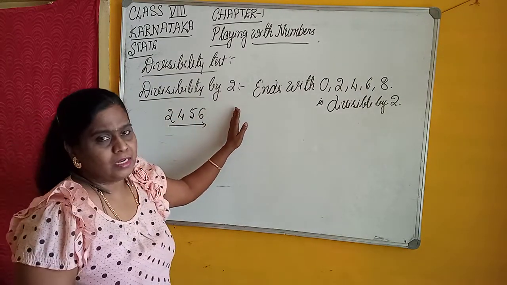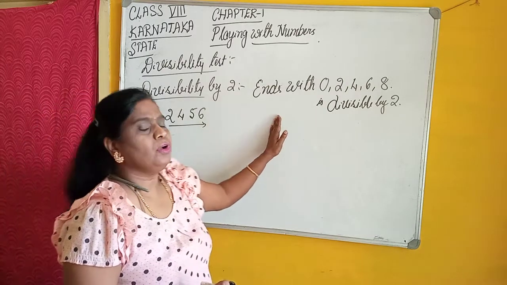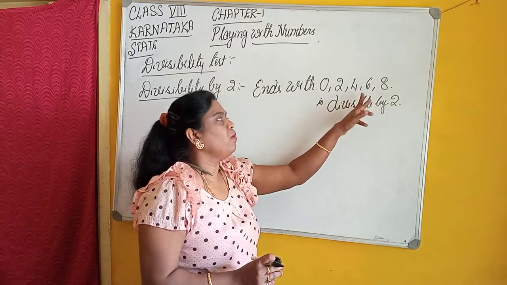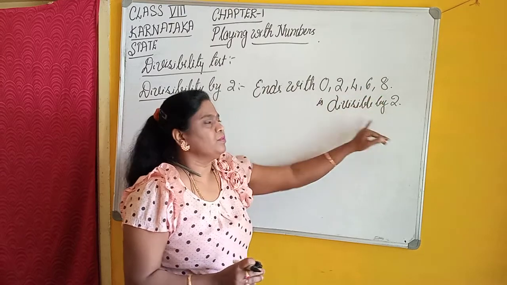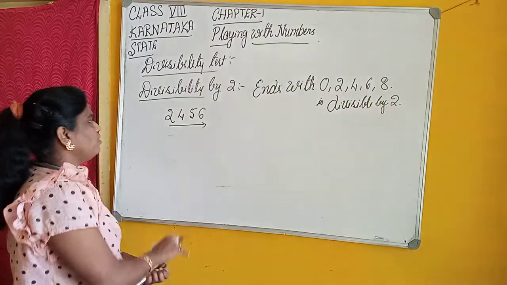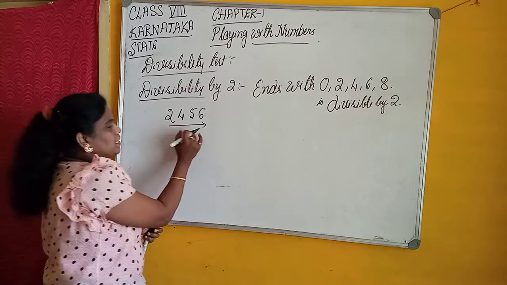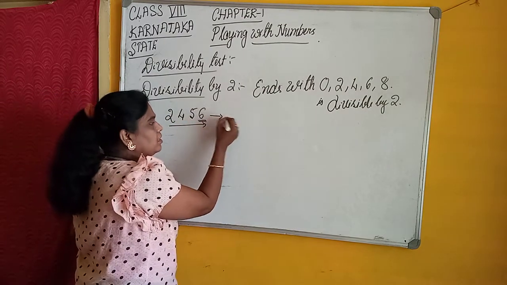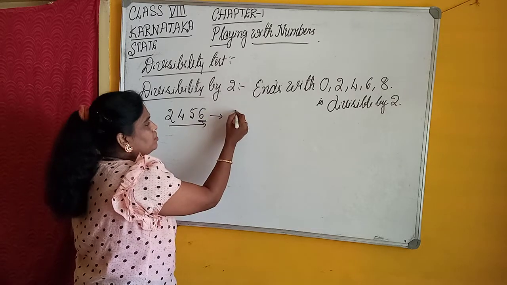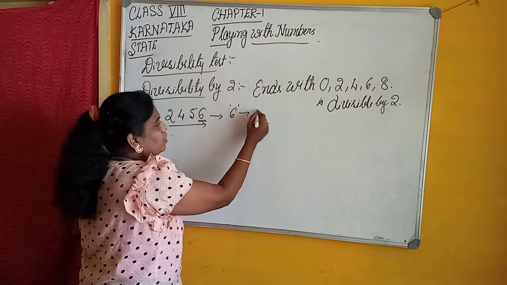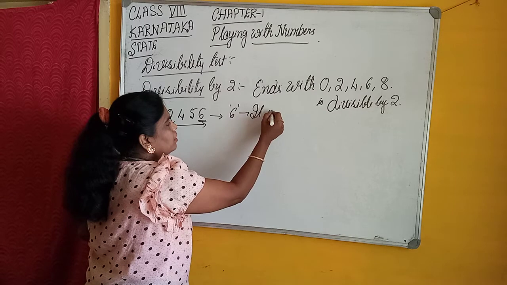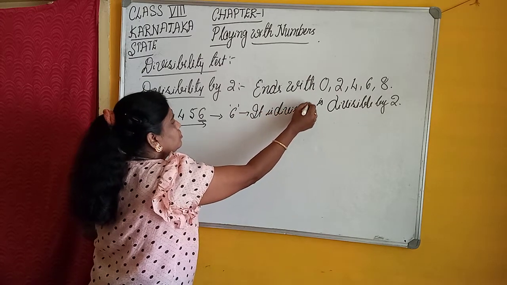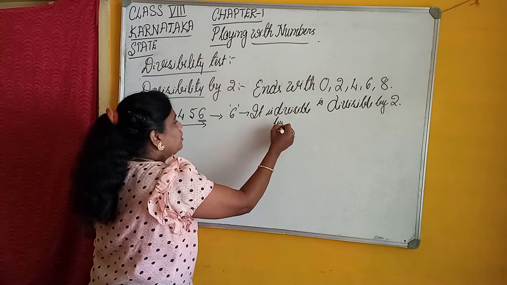Divisibility by 2: a number is divisible by 2 if and only if it ends with 0, 2, 4, 6, 8. Let us check 2456. Look at the last digit, that is 6. It is an even number. Therefore, it is divisible by 2.